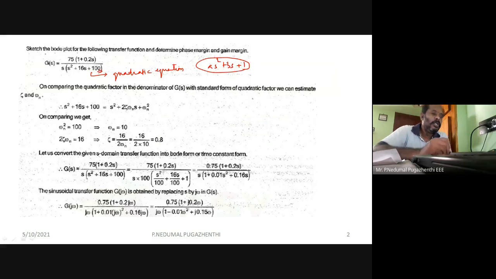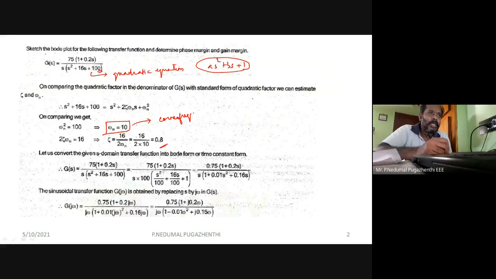Before that, let us find the natural frequency and the zeta value for this quadratic function. If you compare it with the standard form s² + 2ζωn s + ωn², you get ωn equal to 10 and ζ equal to 0.8. This ωn equal to 10 is going to be the corner frequency of this function, 10 radians per second.